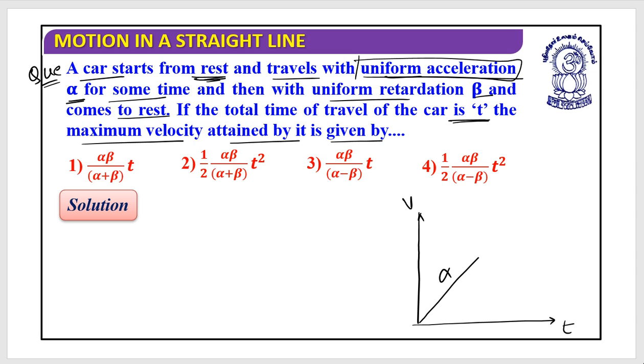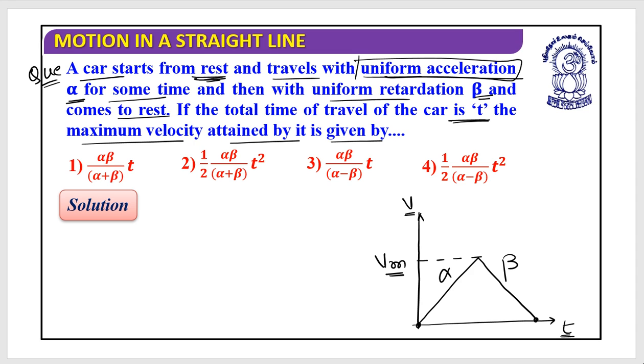This is alpha. As you can see, it's a velocity versus time graph. The graph is a straight line, that means the slope is constant, and the slope of the velocity versus time graph is acceleration. So this is alpha. Then it achieves a maximum velocity, which we call Vm, and then with uniform retardation beta, it comes to rest. This is retardation beta. Again, the final velocity would be 0.